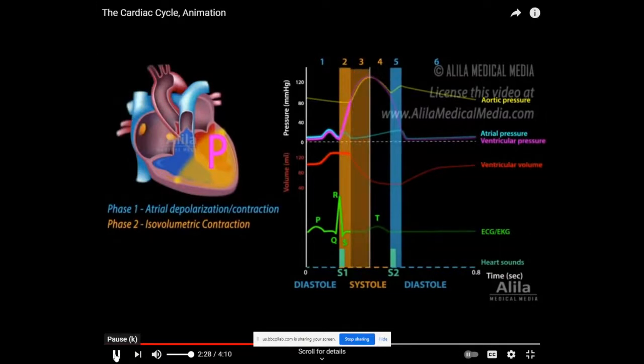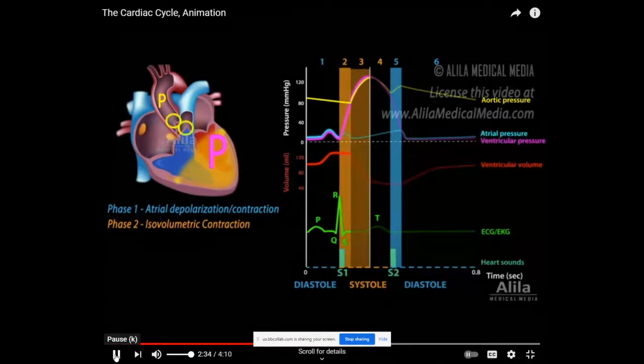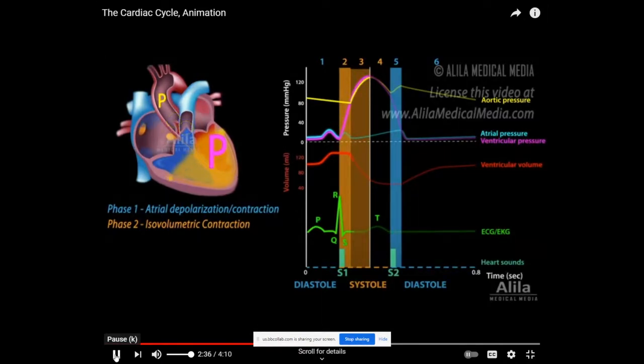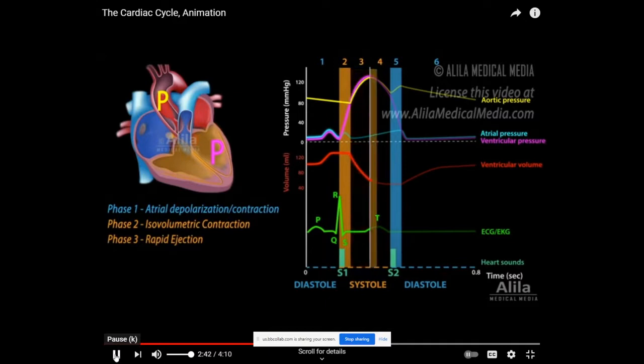Ventricular ejection starts when ventricular pressures exceed the pressures within the aorta and pulmonary artery. The aortic and pulmonic valves open and blood is ejected out of the ventricles. This is the rapid ejection phase.